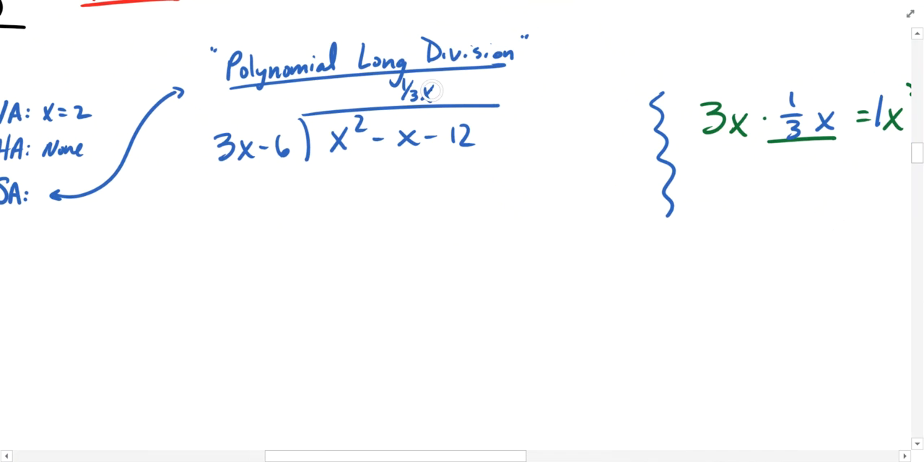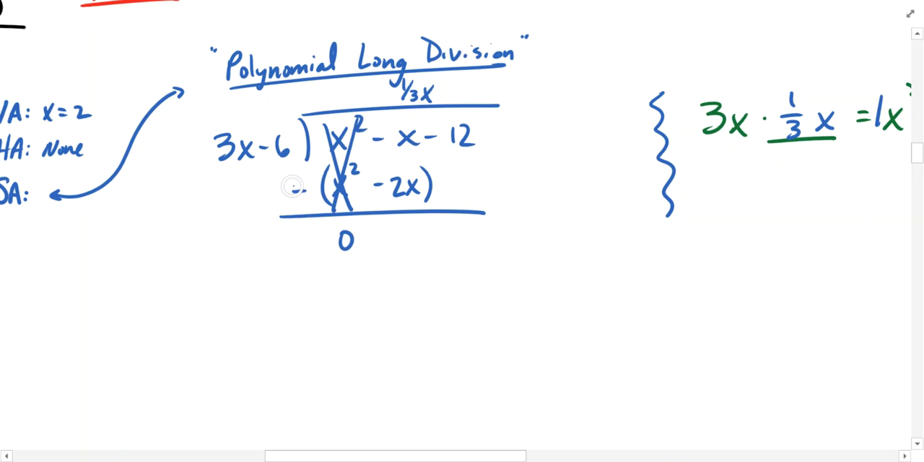So this 1/3 x was my guess, and 1/3 times 3x is x squared, which is exactly what we want. And 1/3 times 6 is -2x. And so the product of 1/3 x and 3x minus 6 is x squared minus 2x. I have to subtract that product from the existing polynomial. X squared minus x squared is 0, which is what we want to see. We always want to see this guy disappear.